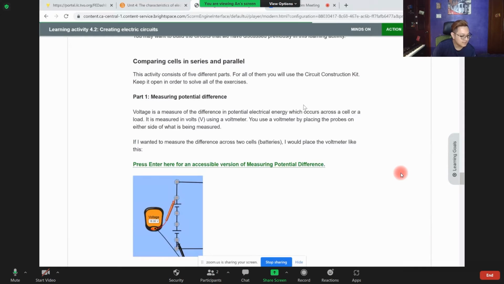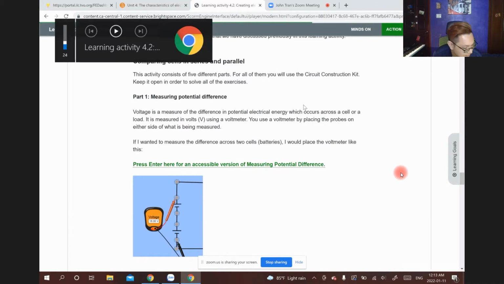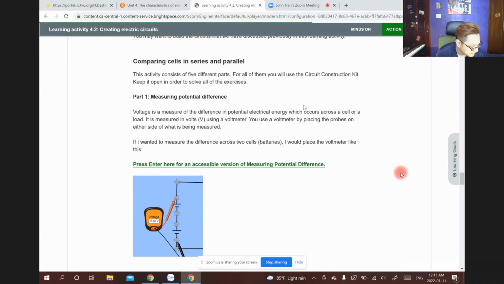Series and parallel. This is important because most of the things inside our home use parallel circuits. This activity consists of 5 different parts. For all of them, you will need the circuit construction kit. Keep it open in order to exercise.